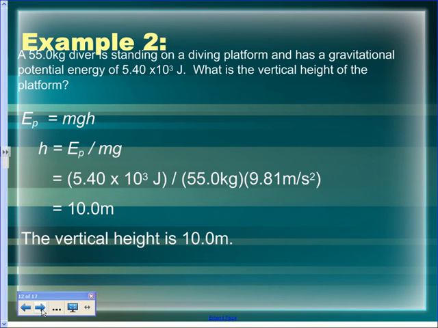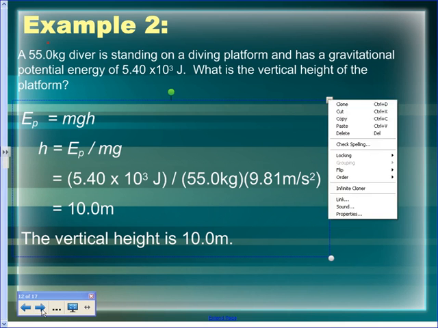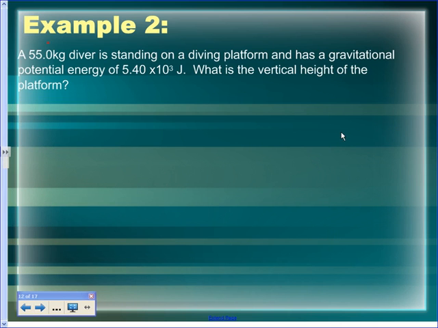All right, second example here. We're trying to find the height of a diver on a diving board. We have a 55 kilogram diver, and we would write down our givens. Mass is 55 kilograms. Our gravity is always 9.81 meters per second squared. And they tell us that he has a potential energy of 5,400 joules.